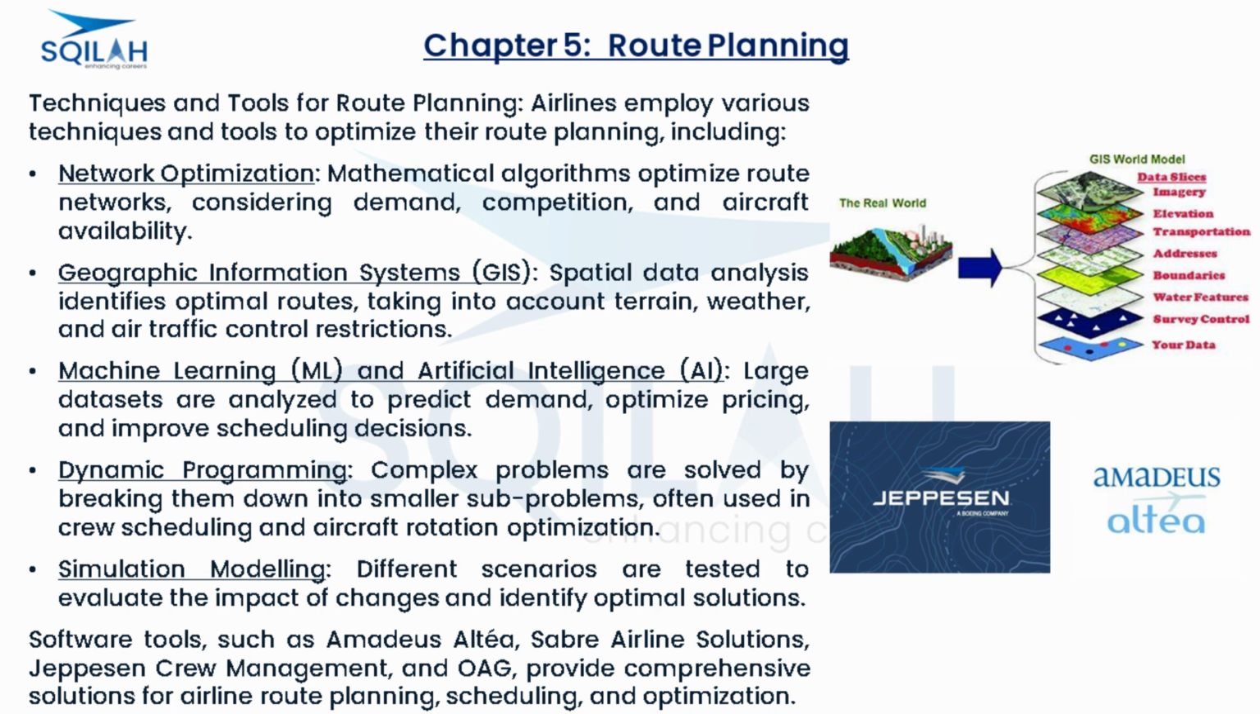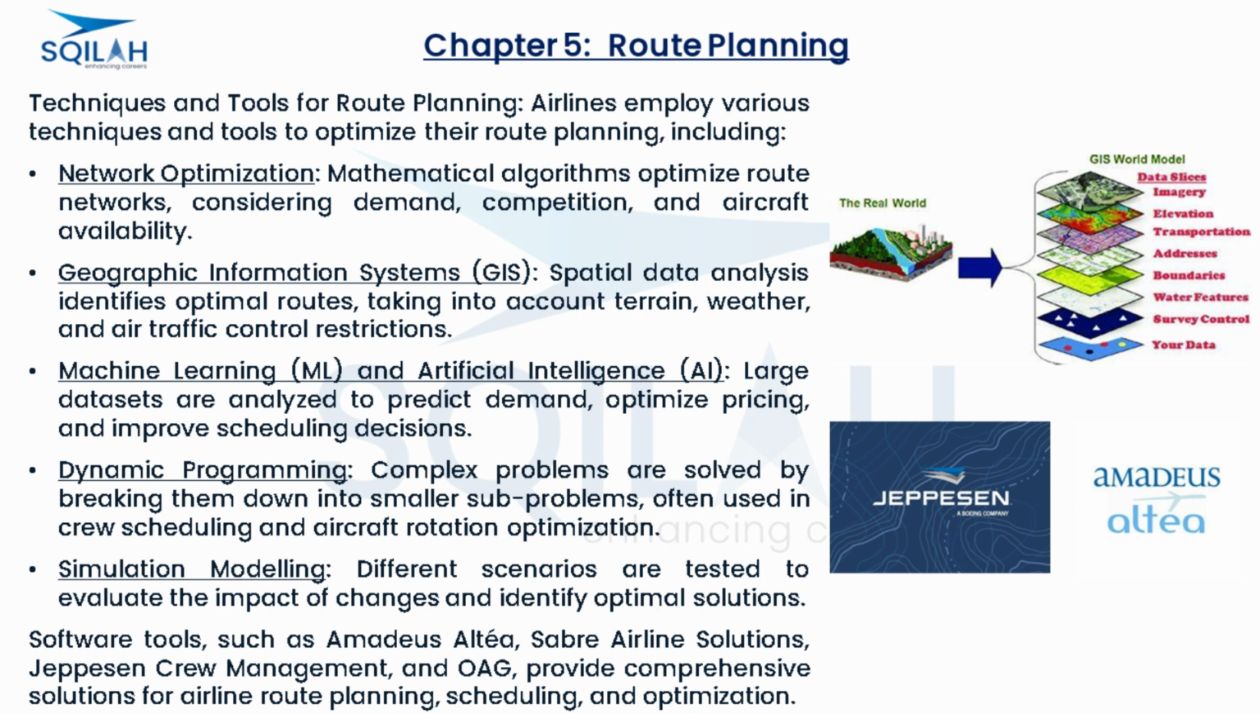Techniques and tools for route planning. Airlines employ various techniques and tools to optimize their route planning, including network optimization. Mathematical algorithms optimize route networks, considering demand, competition, and aircraft availability. Geographic Information Systems, GIS. Spatial data analysis identifies optimal routes, taking into account terrain, weather, and air traffic control restrictions.